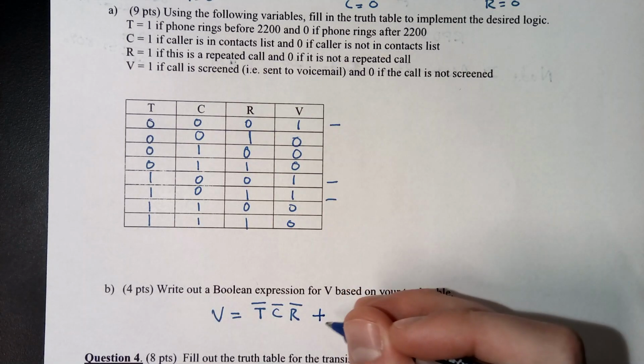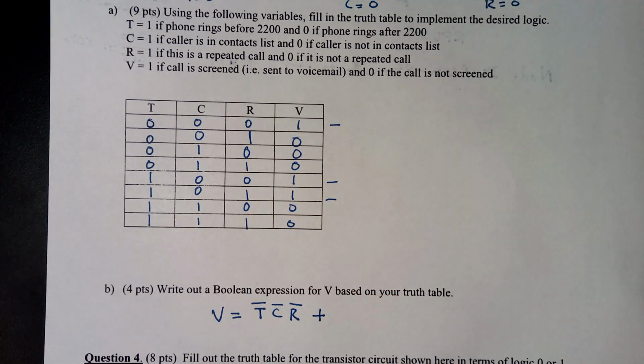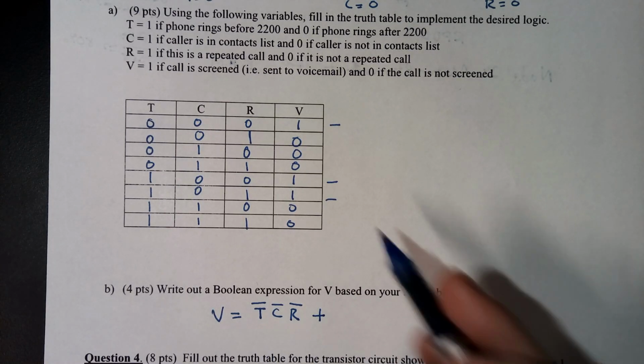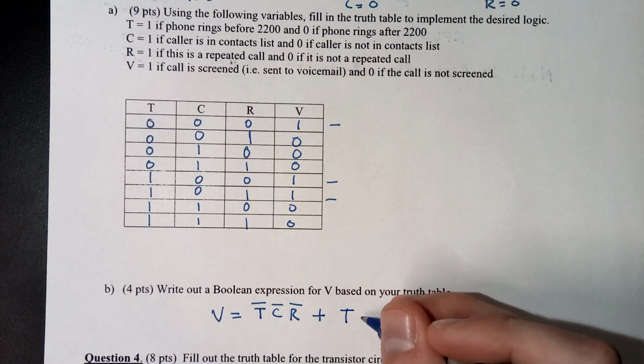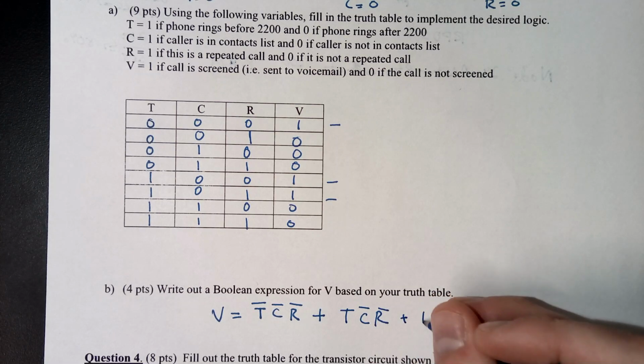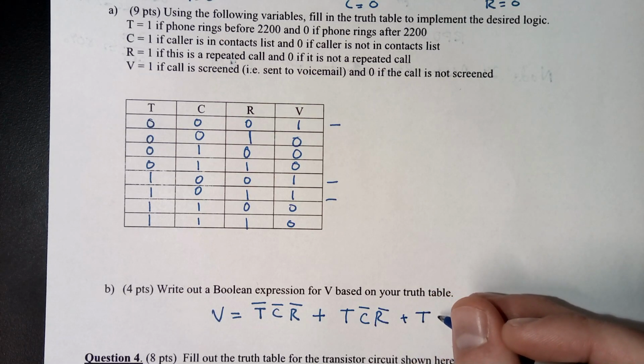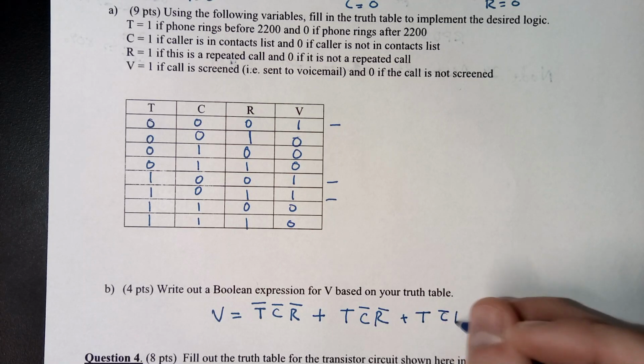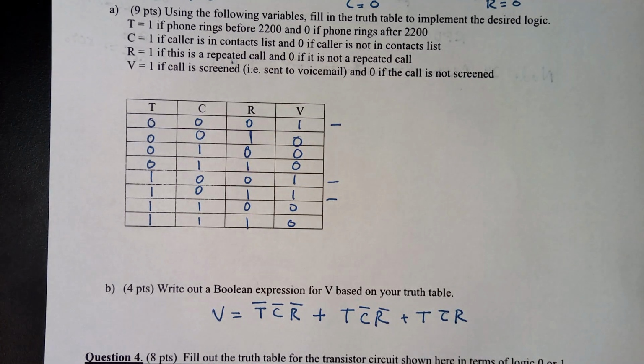We're going to add these together because this ORs it. So this is basically going to be not T, not C, not R. Or the next row we have is T, C not, R not. Or T, C not, R. Okay? We can simplify this in a number of different ways, and all of those are also acceptable. So if you have a simplified version of this, you're welcome to give that as a solution as well.